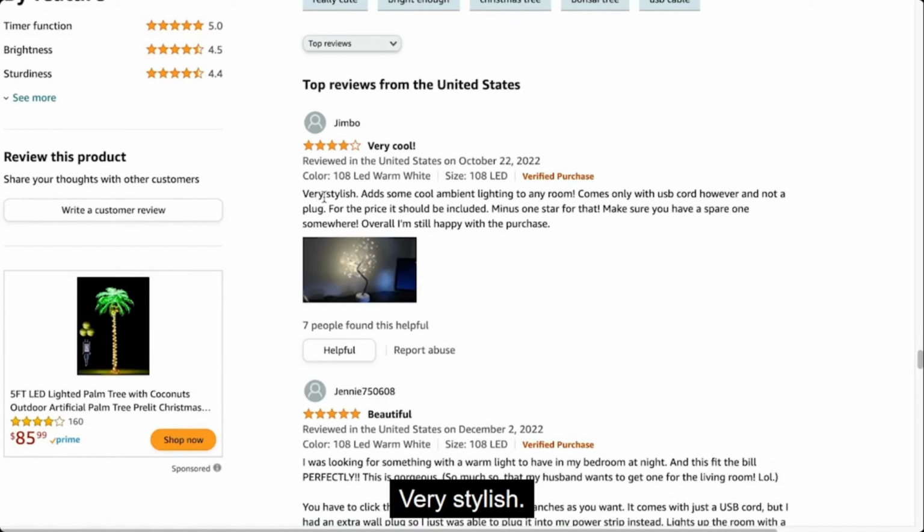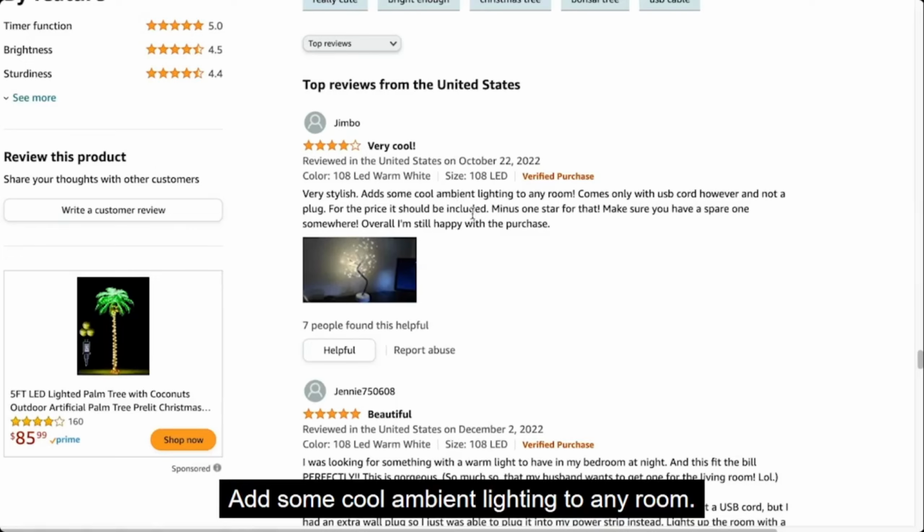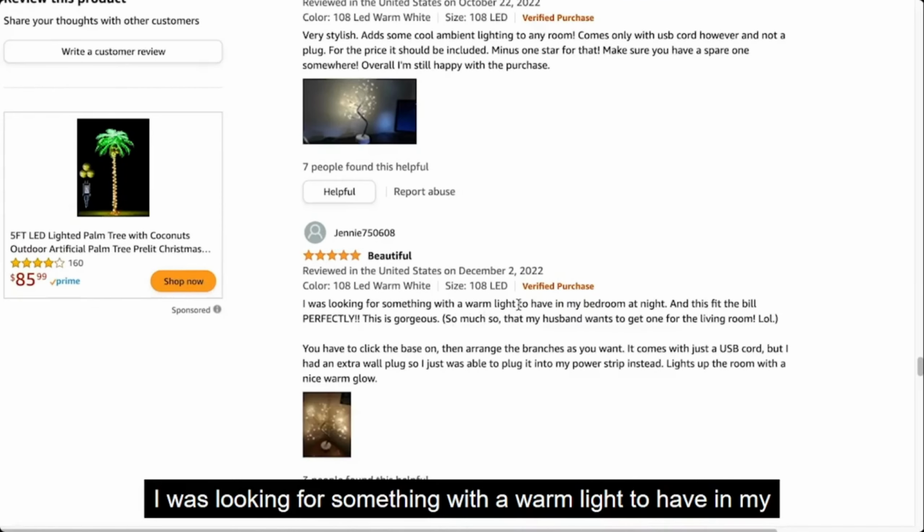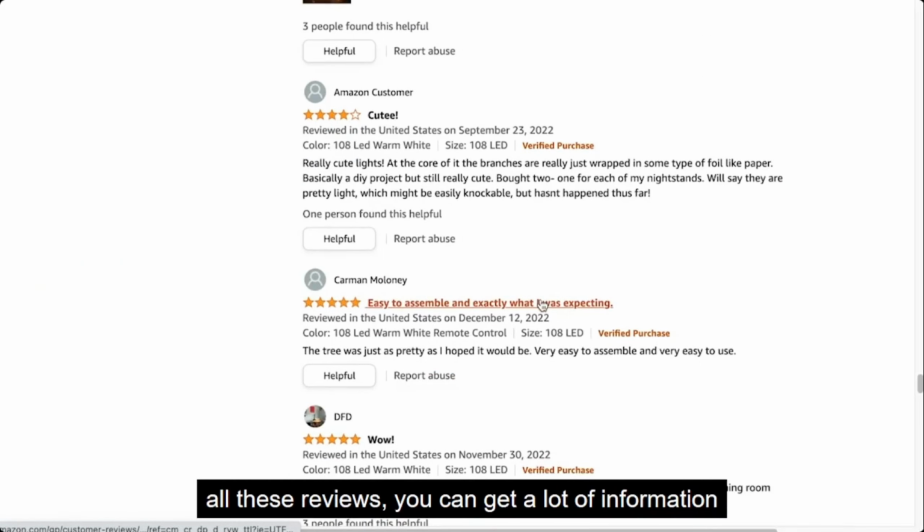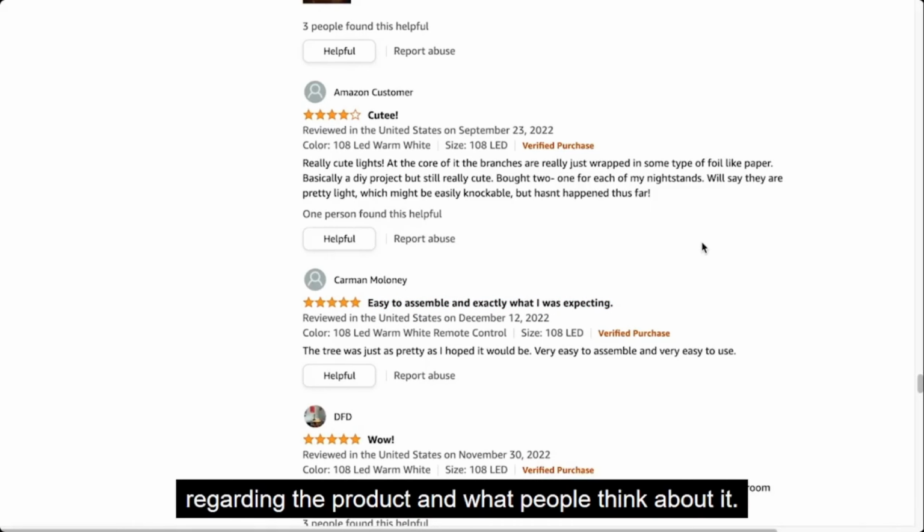So you can see here, very stylish, add some cool ambient lighting to any room. I was looking for something with a warm light to have in my bedroom, and I love this. When you read through all these reviews, you can get a lot of information regarding the product and what people think about it.